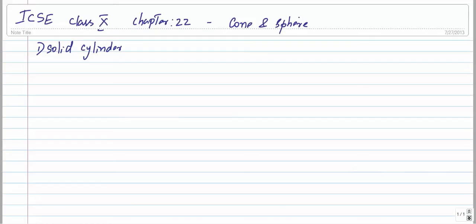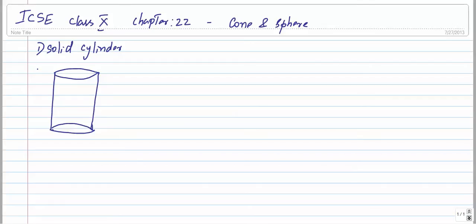Welcome. Today we'll be doing chapter number 22 for ICSE class 10, that is cones and spheres. The solid cylinder will be forming the base from which the other structures are created. Let me explain how a solid cylinder is formed and the basics of a solid cylinder.